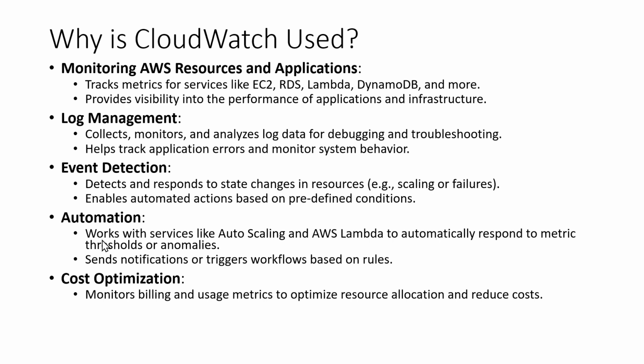And the automation aspect: the event detection I explained is similar to automation. Once we set up the conditions and build the pipeline, thereafter we don't need to interfere in the process. Everything is taken care of by AWS, through the pipeline we have created. Thus we have achieved automation, right? It works with services like auto scaling or Lambda to automatically respond to metric thresholds or anomalies.